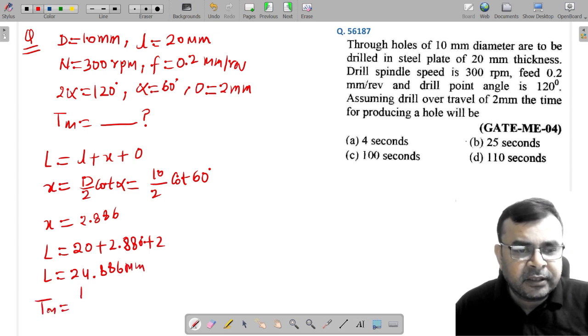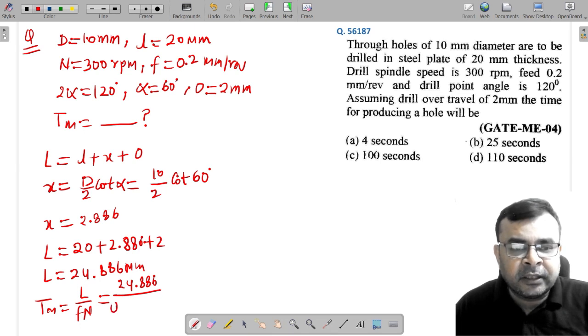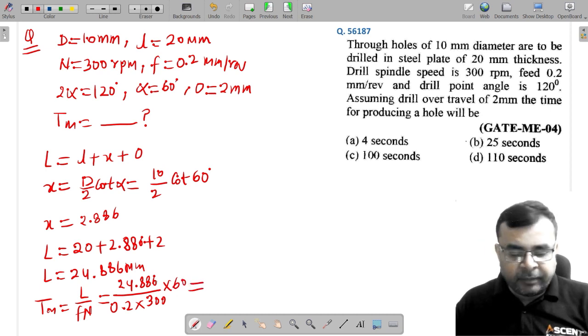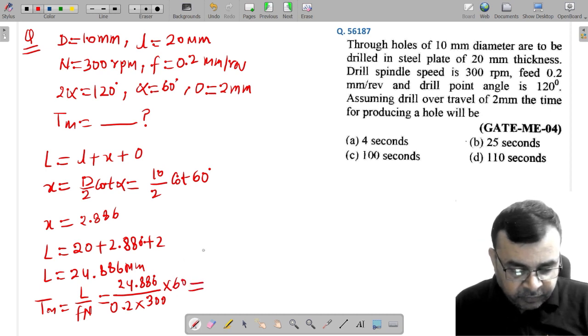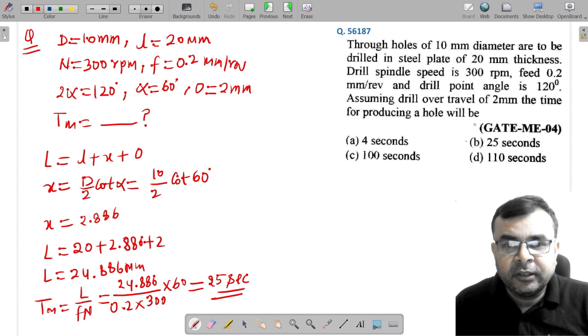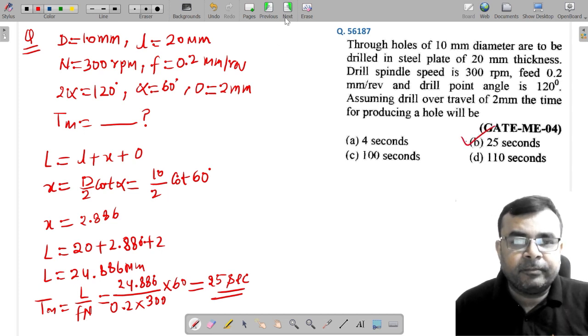So machining time is nothing but L by Fn. So L is 24.886 and feed is given here, that is 0.2. And what about speed? This is 300 rpm. So now, this time is given in seconds, so simply we multiply with 60 because this is the RPM, revolution per minute. So after simplifying this, here I am getting 25 second. So the correct choice is option B.